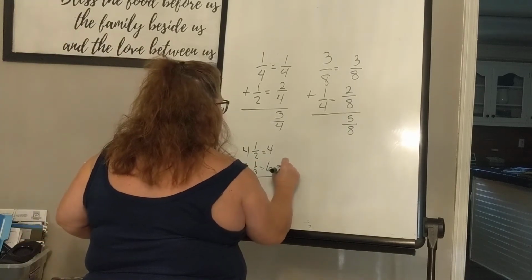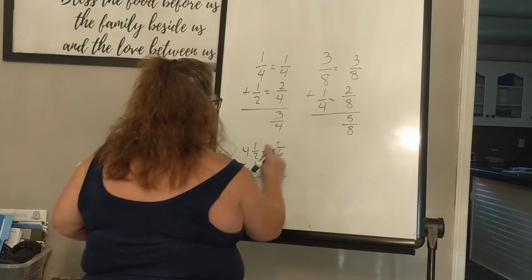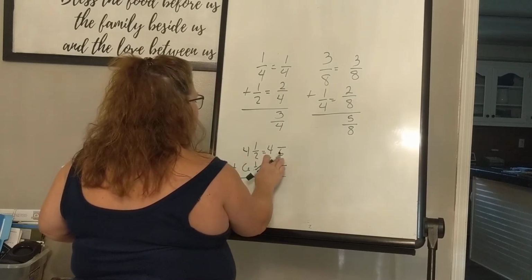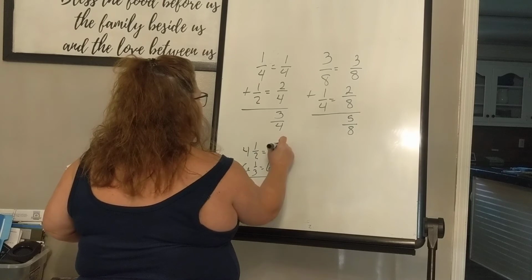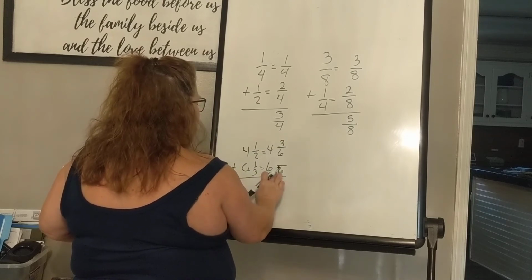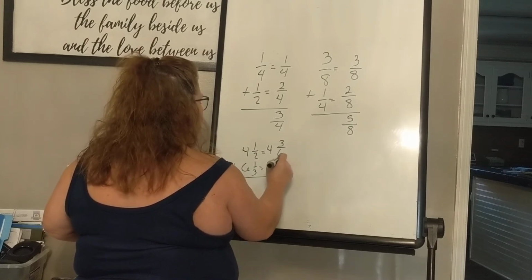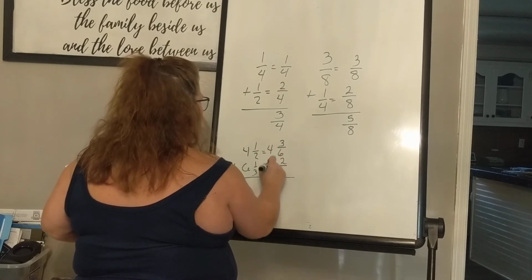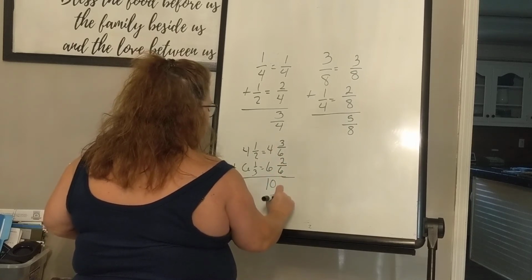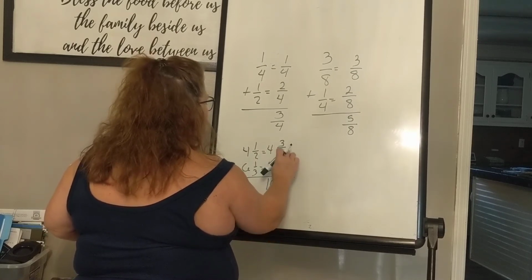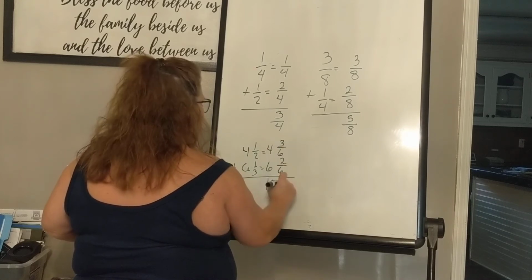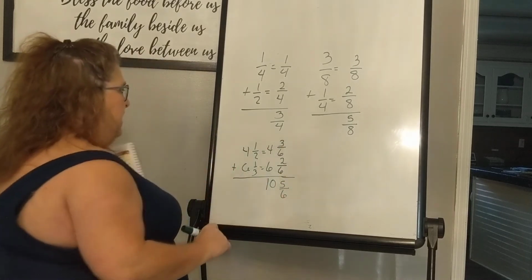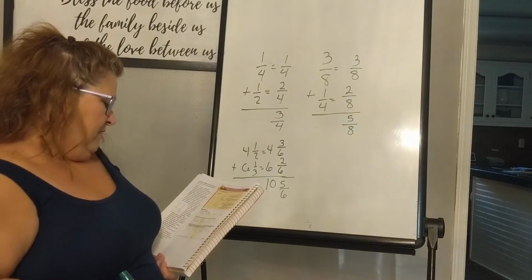I'm going to write it and get ready to make my equivalent fractions. 2 will go into 6 3 times. 1 times 3 is 3. 3 will go into 6 2 times. 1 times 2 is 2. We add up my whole numbers. 4 plus 6 is 10. Go ahead and write my denominator. I know it's going to be 6. And my numerator is 3 plus 2 is 5. So 10 and 5/6 is my final answer.